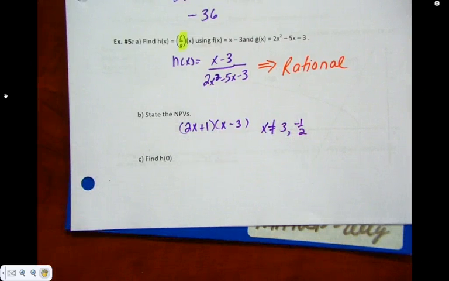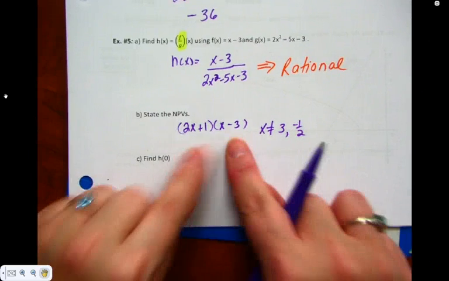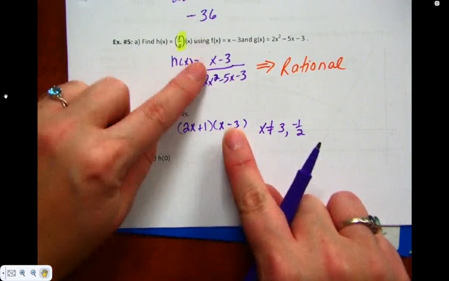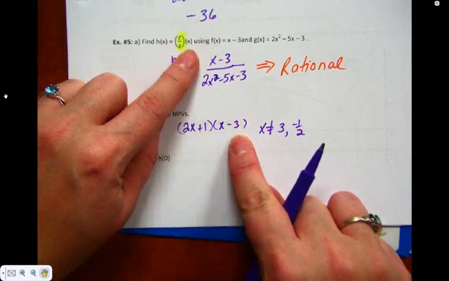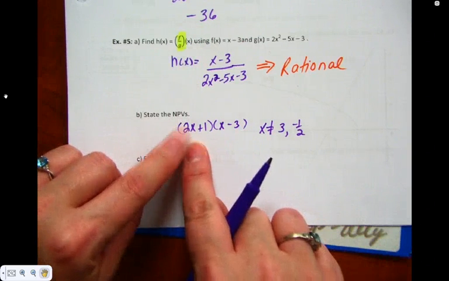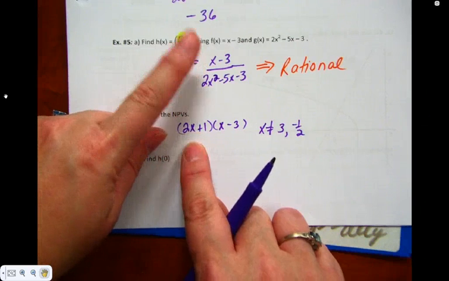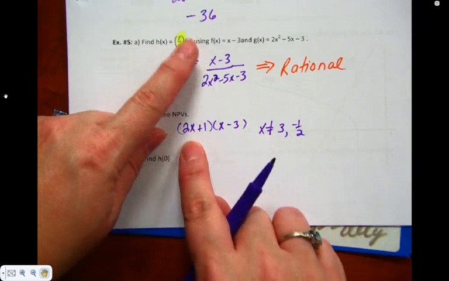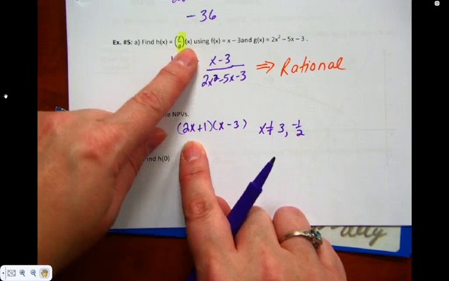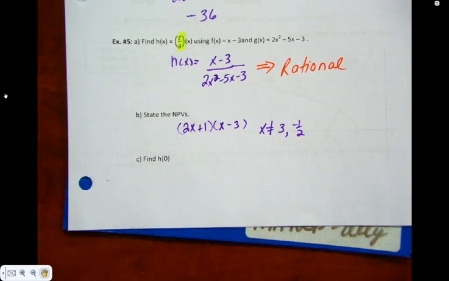So although the question didn't ask, we can just review quickly from Unit 2. What do you know now about x minus 3? It's going to be a hole, and what do you know about the x equals negative a half? If it's not a hole, it's a vertical asymptote. The question didn't ask, but now we know.